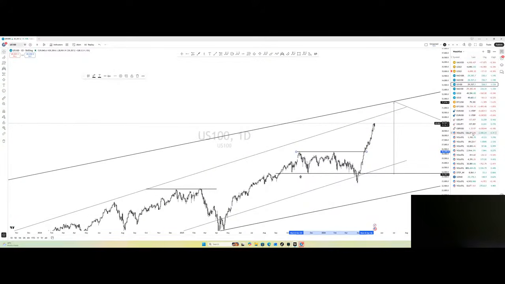Let's look at 75 and 51S. Let's look at 51S first, my favorite.